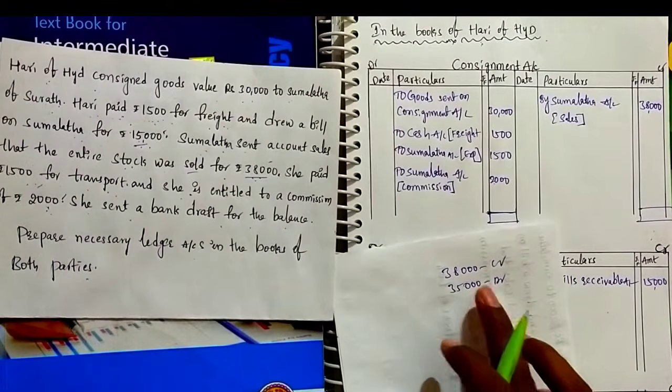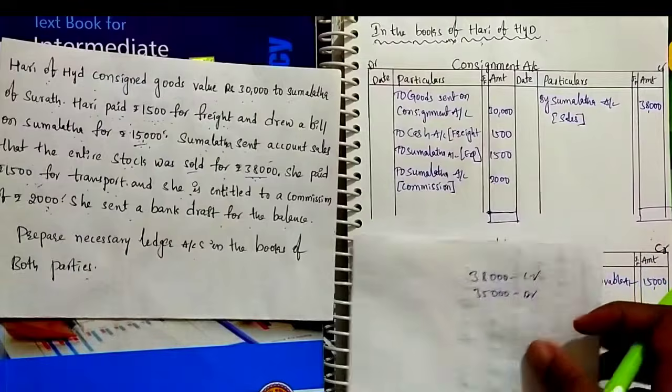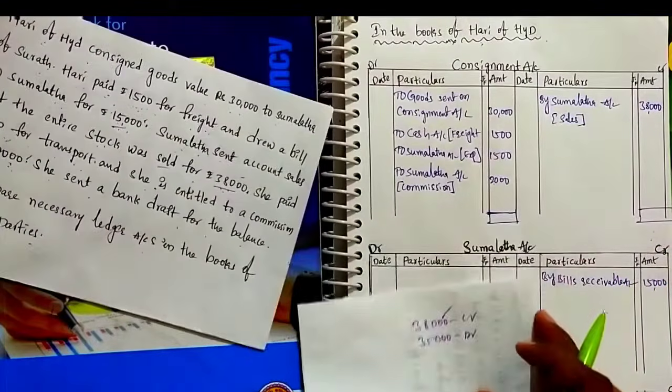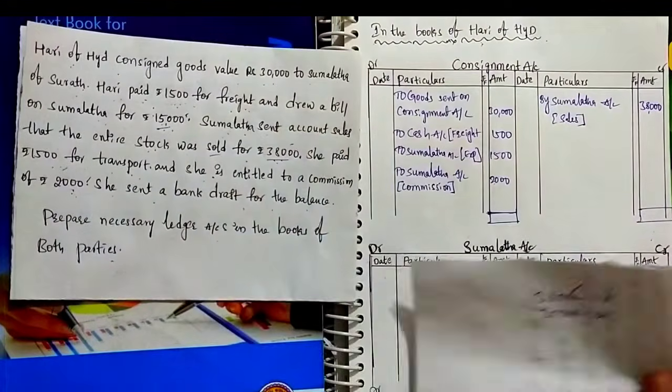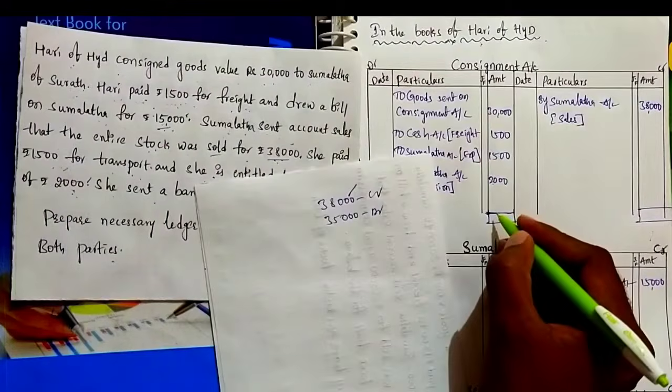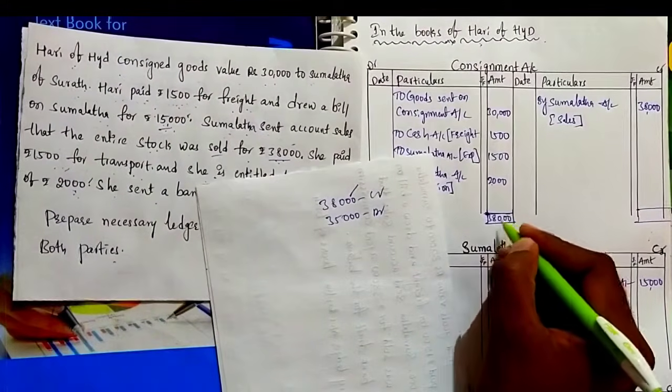35,000 is a debit, credit is 38,000. So whichever is greater, 38,000 credit. So obviously that will be the total for both sides, first 38,000.